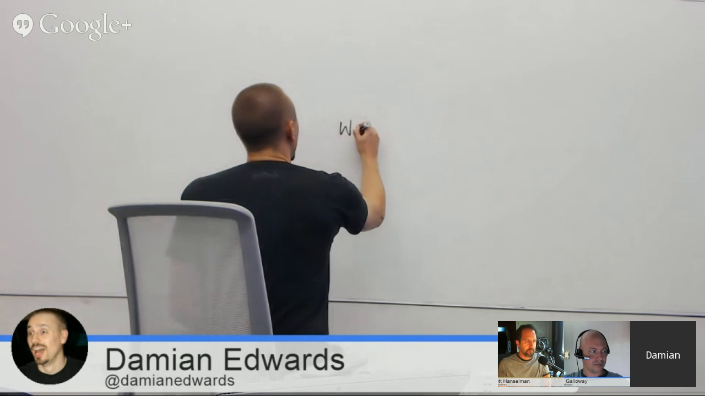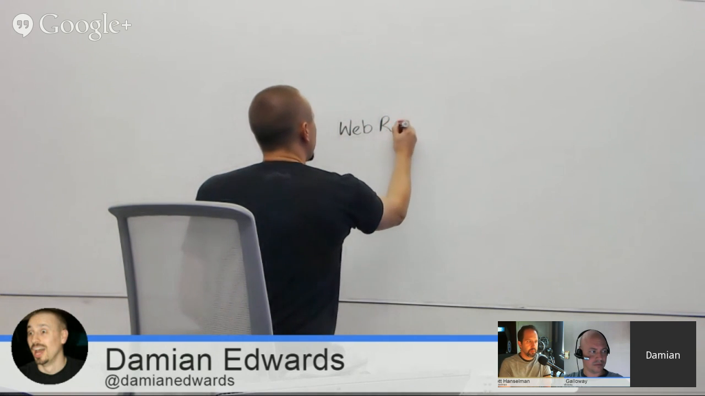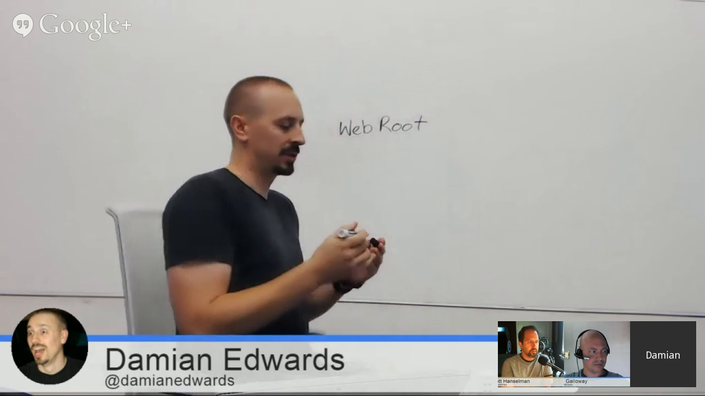So the first one is something called webroot. And tell me if you can't see that, and then we'll just forget about doing the whiteboard. Looks good. Looks great.